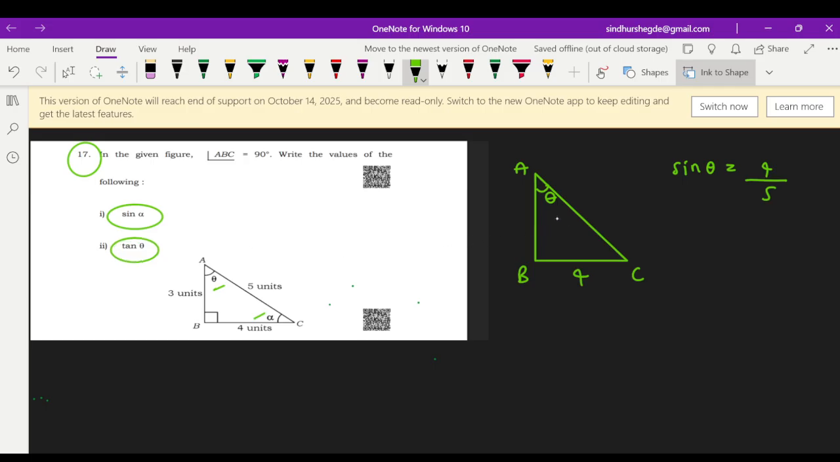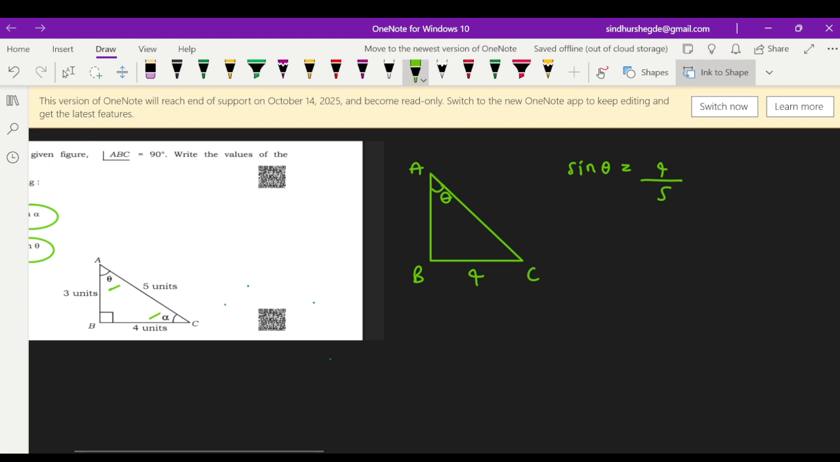First, let's find the trigonometric ratios related to theta. That is, sine theta. They have given this as 5 and 3. Sine theta is opposite side by hypotenuse. Opposite side is 4, hypotenuse is 5. So sin theta is 4 by 5. This is the required answer. We already got it.